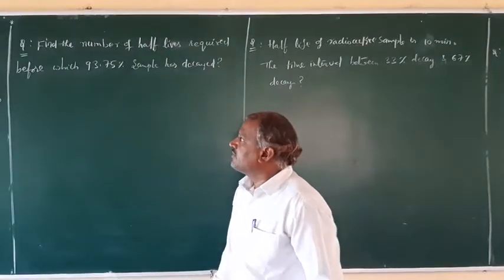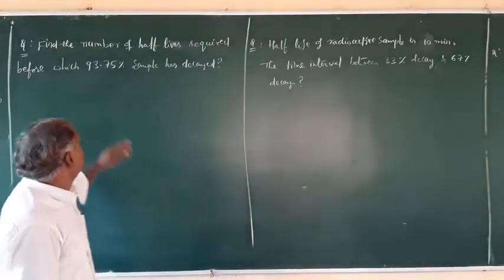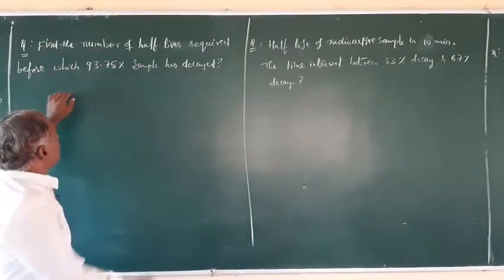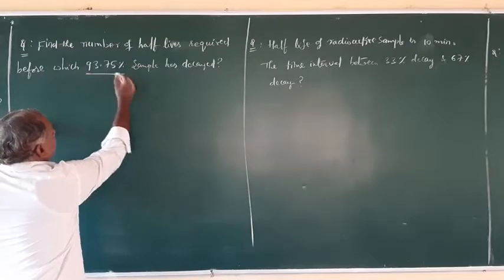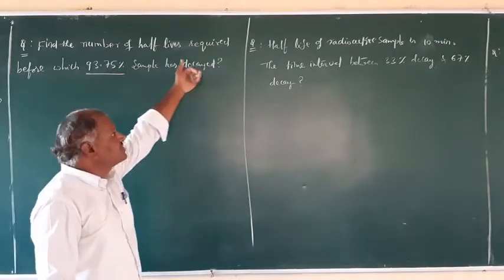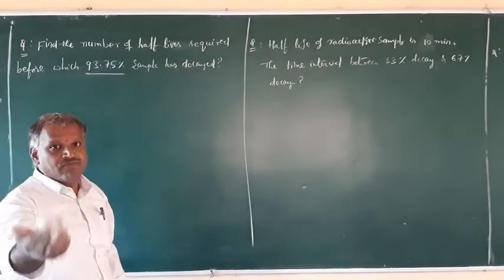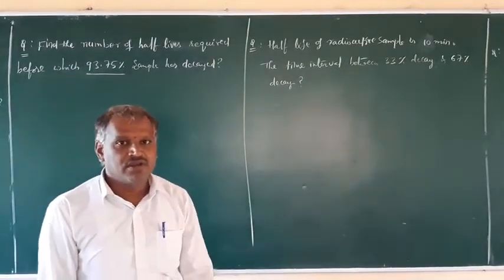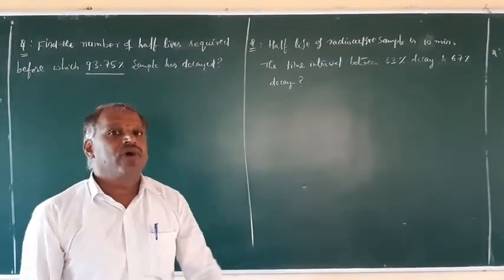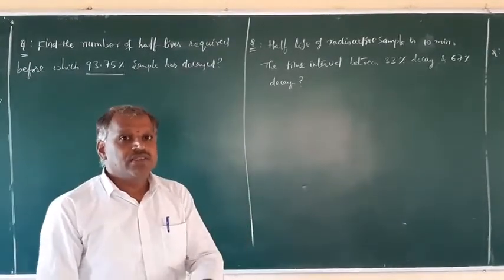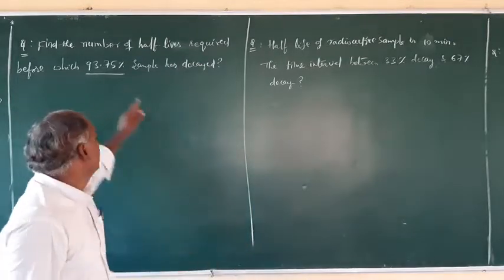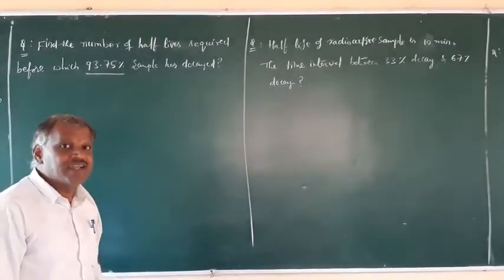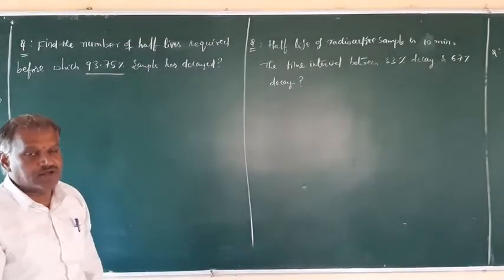Right? So here we have a question on the board: find the number of half-lives required before which 93.75% of the sample has decayed. You have to calculate the number of half-lives. The half-life is not given. We just need to find how many half-lives are required for 93.75% of the radioactive sample to decay. So that is the question.